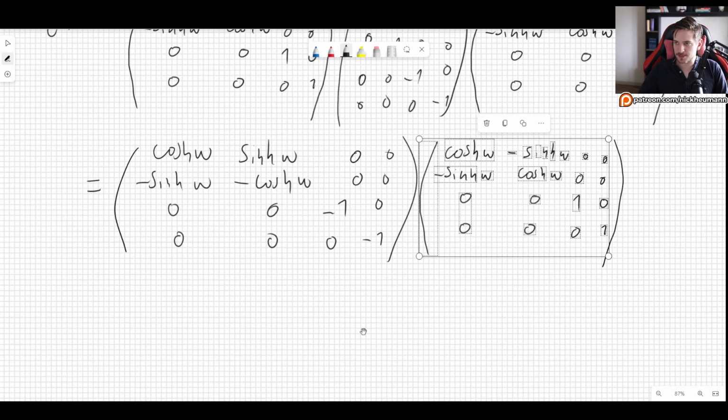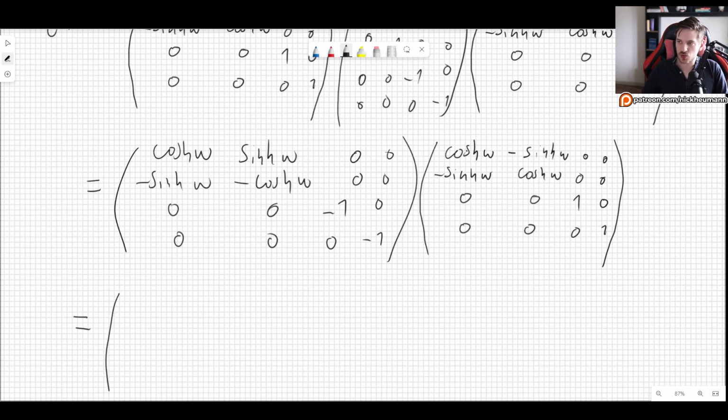So now we multiply this. By multiplying this, we get cosh squared minus sinh squared, which is 1. Then down here we have minus sinh times cosh plus sinh times cosh, so 0. And here it's still 0. Then in this slot right there, we get minus sinh times sinh, so plus sinh squared, and then minus cosh squared, which is minus 1. Then 0, 0, 0, 0, 0, and of course, minus 1 times 1 is minus 1, so those remain the same.